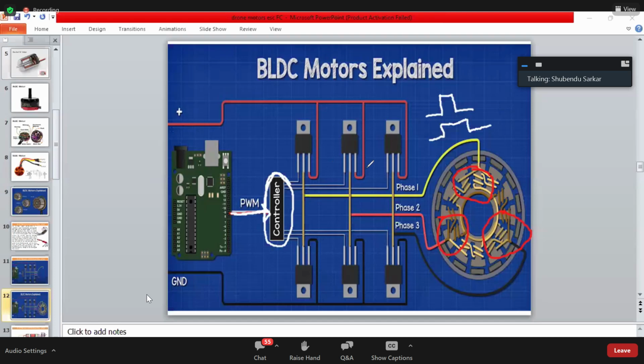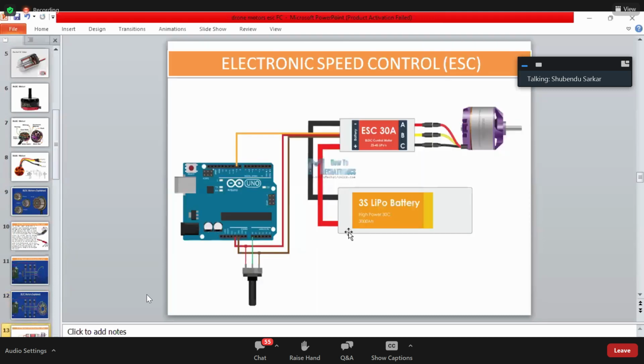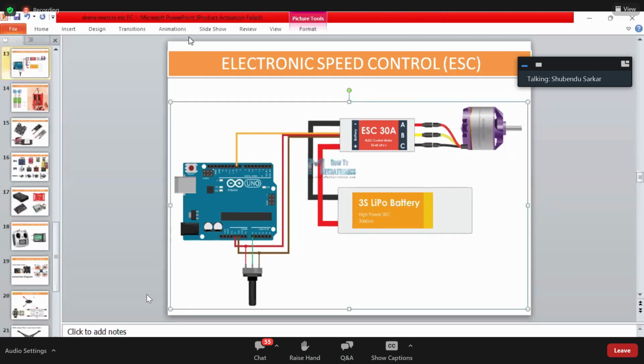Now we have to learn one more point. What point? See, right now we have to understand how to create the connection from the ESC to the motor. This image represents the lithium polymer battery.